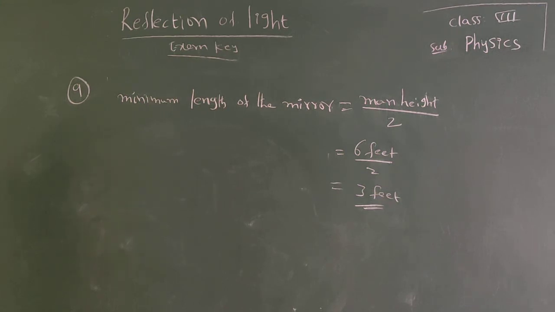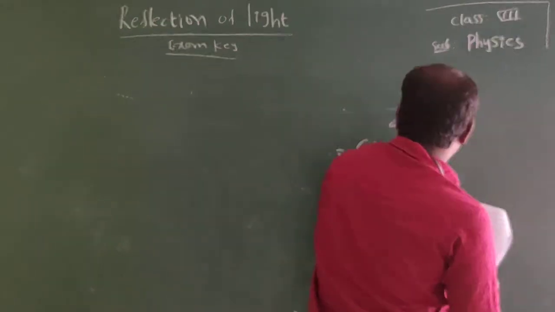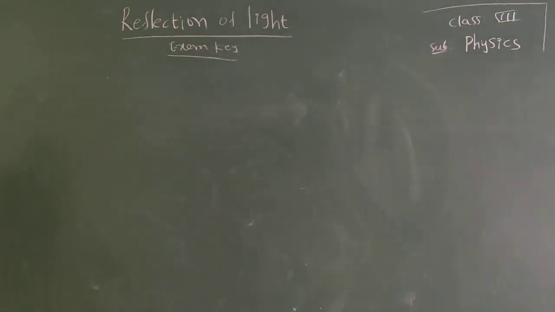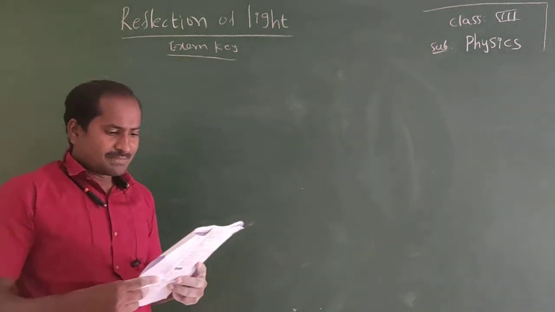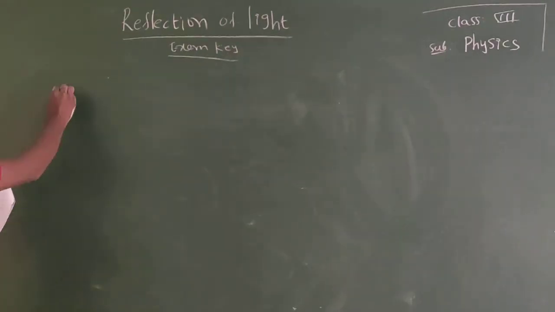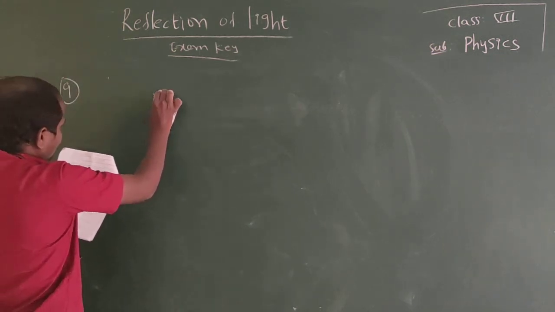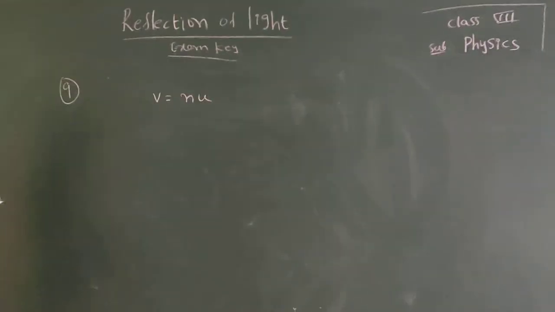Next one, tenth one. A concave mirror of focal length f produces an image n times the size of the object. The image is real, which means magnification is positive. Then find the distance of the object from the mirror, where focal length f is given. So here v equal to n times the size of the object.